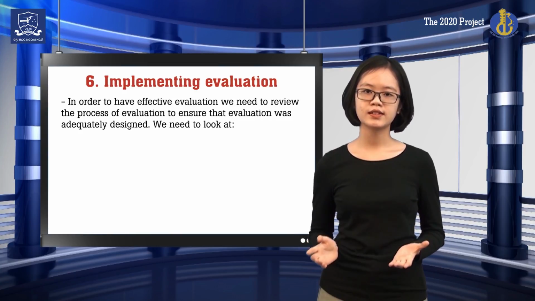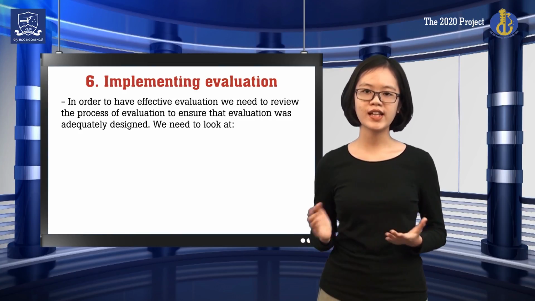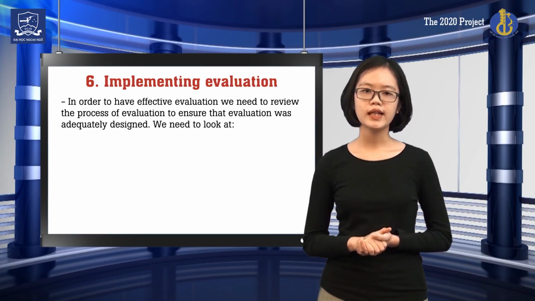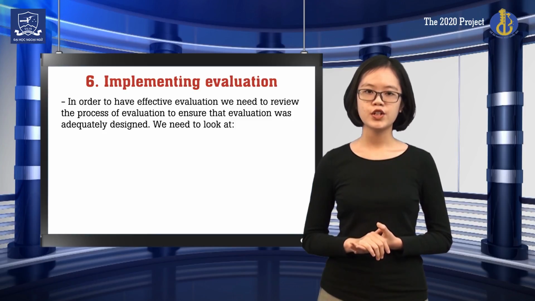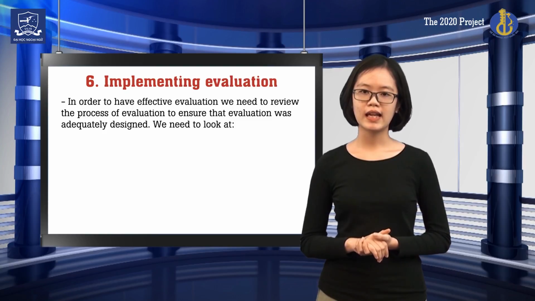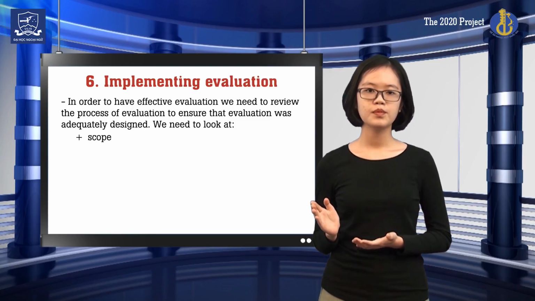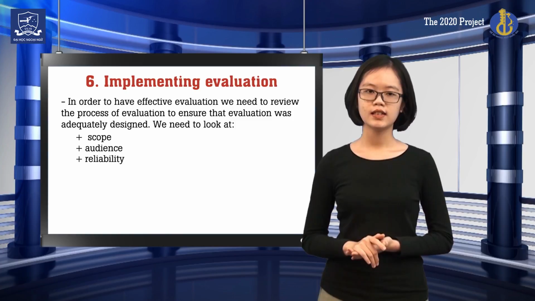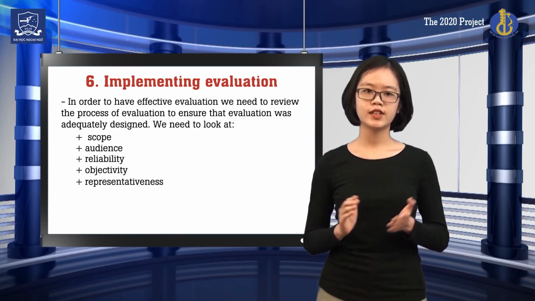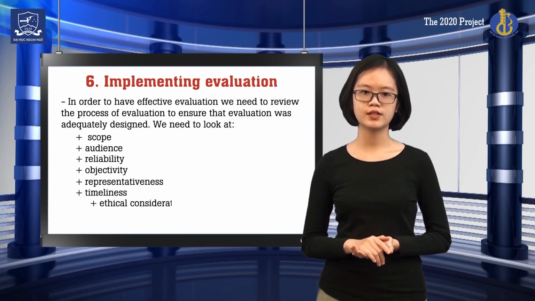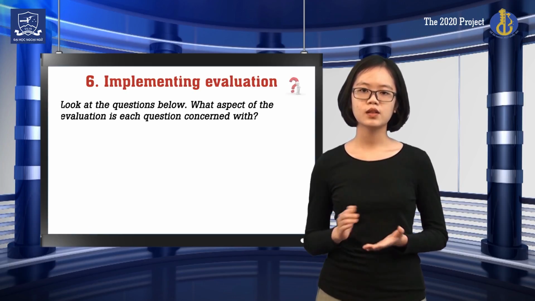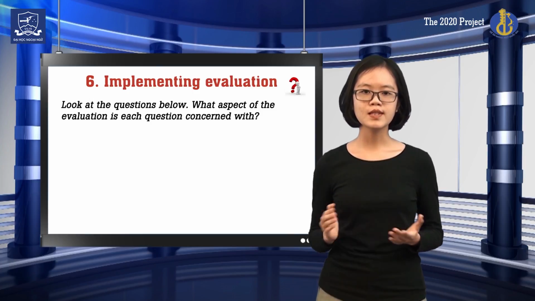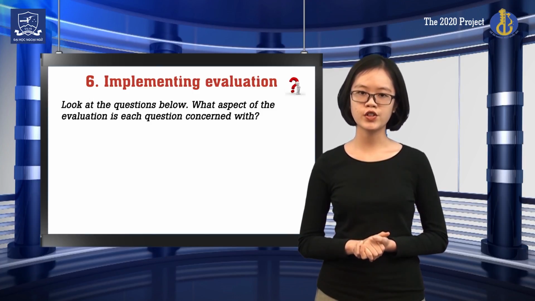In order to conduct a course evaluation that is valid and reliable, we need to review the process of evaluation to ensure that evaluation has been adequately designed. We need to look at 8 aspects: scope, audience, reliability, objectives, representativeness, timeliness, and ethics. Now look at the questions below. What aspects of evaluation is each question concerned with?